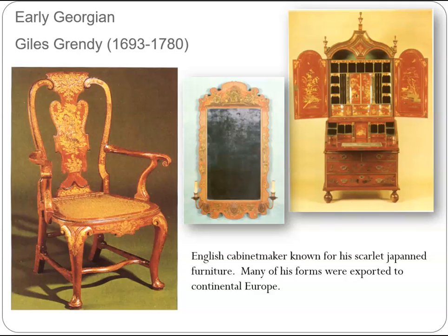Giles Grendey was a popular early Georgian cabinet maker. He is best known for his scarlet japanned furniture, which created furniture pieces that had a deep red color. Many of his forms were exported all over Europe.